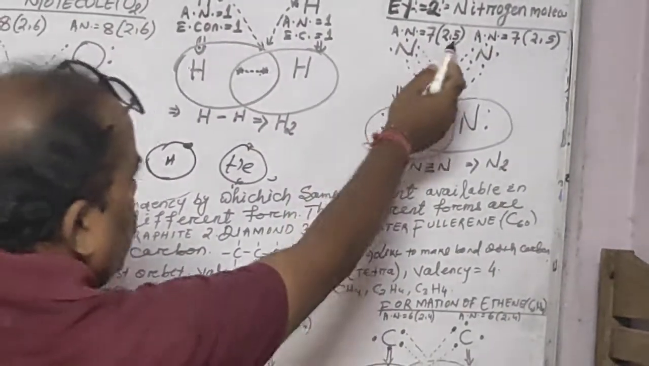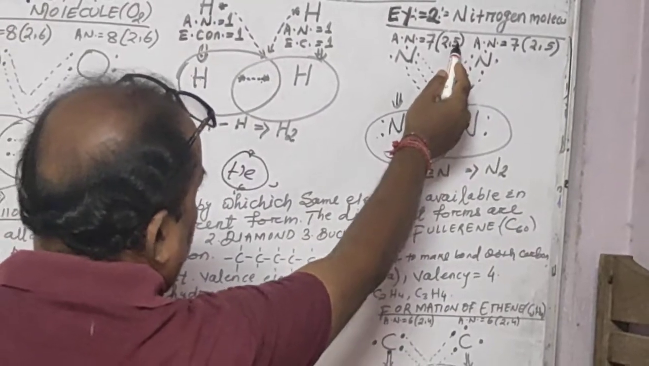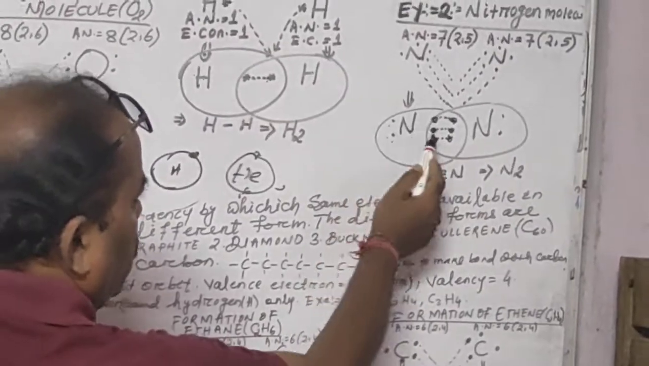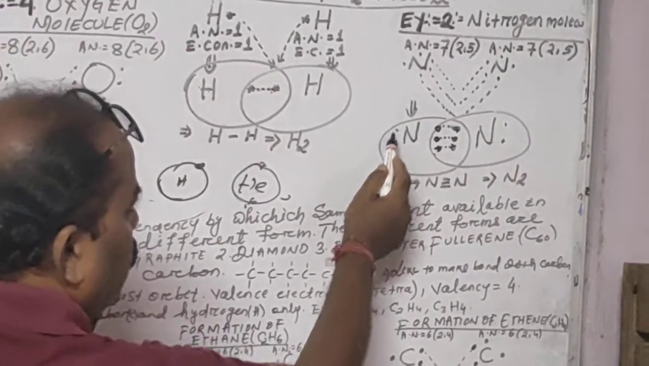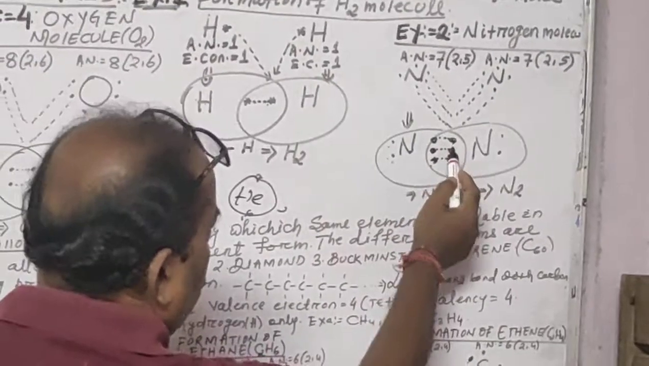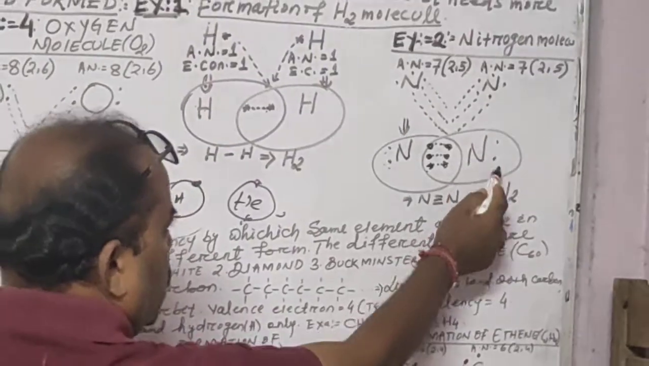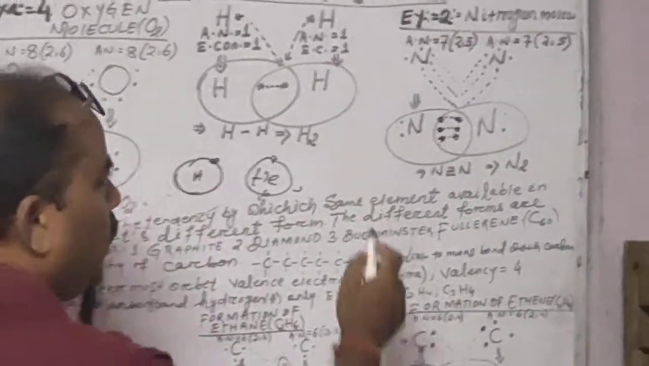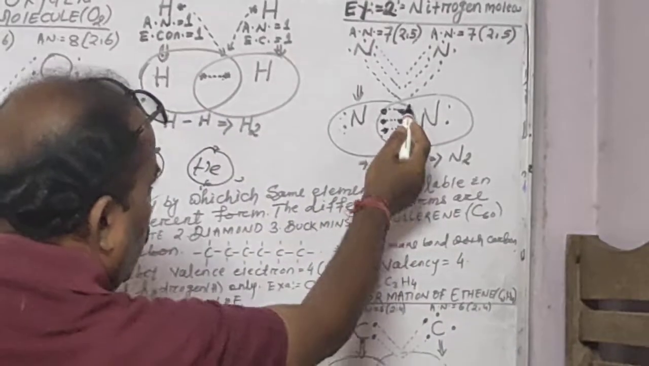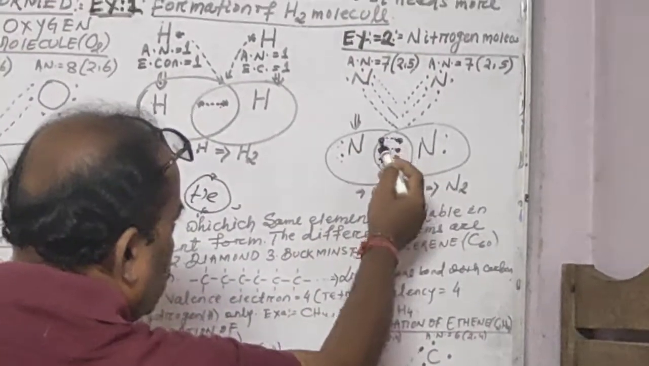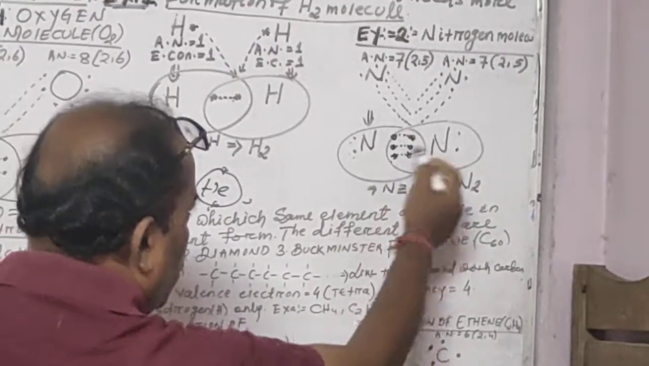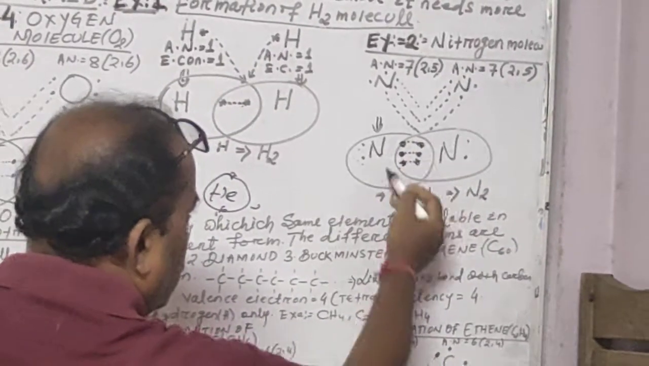Now how many are left with this nitrogen? 2 are left, because the total outside is 5. Out of 5, 3 are given. So 2 are left. This 3 is under sharing. This 2 is individual. Then this 3 will be under sharing. This 2 is individual. So the shared part will be for both. That's why this nitrogen will make its boundary along with this 3, 3, 6 electrons, and this nitrogen also makes its boundary with 3, 3, 6 electrons.